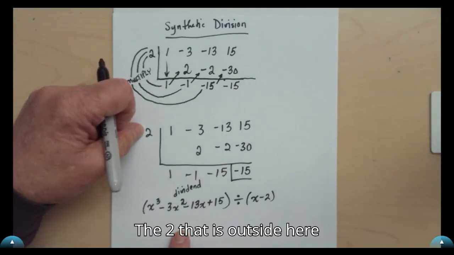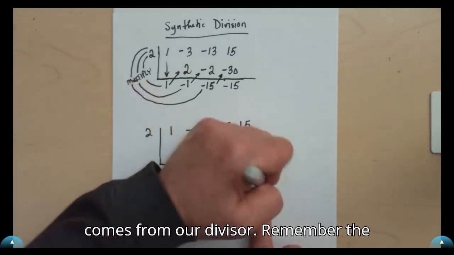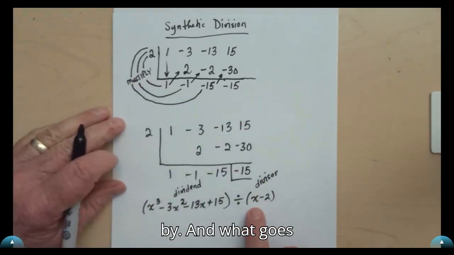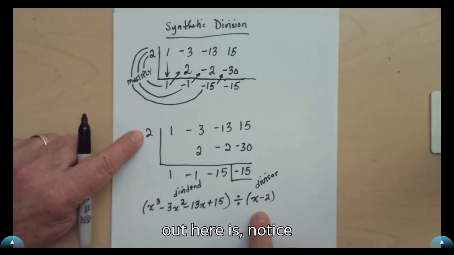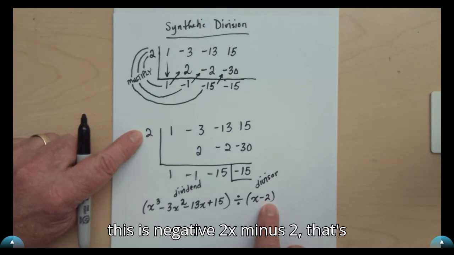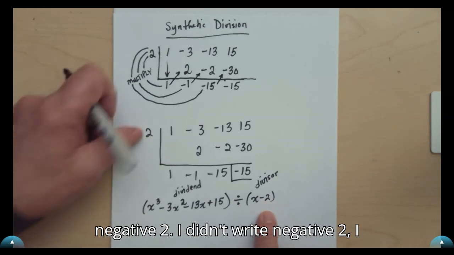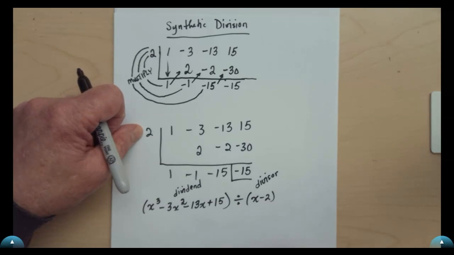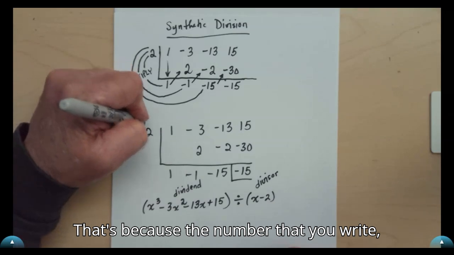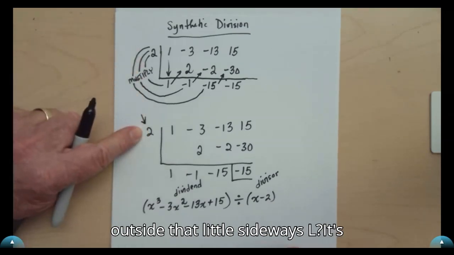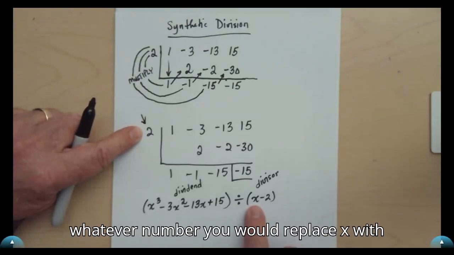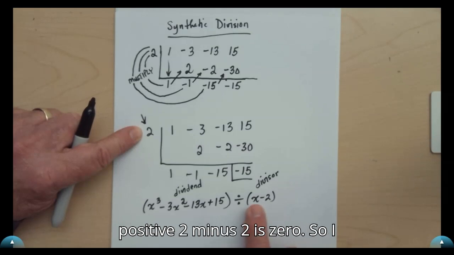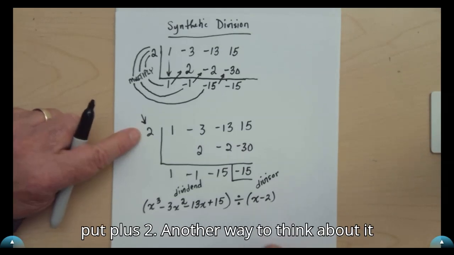The 2 that is outside here comes from our divisor. Remember, the divisor is the thing you're dividing by. Notice this is x minus 2. That's negative 2, but I didn't write negative 2. I wrote positive 2. Do y'all see that? That's because the number you write outside that little sideways L is whatever number you would replace x with in the divisor to make it 0. And positive 2 minus 2 is 0. So I put plus 2.